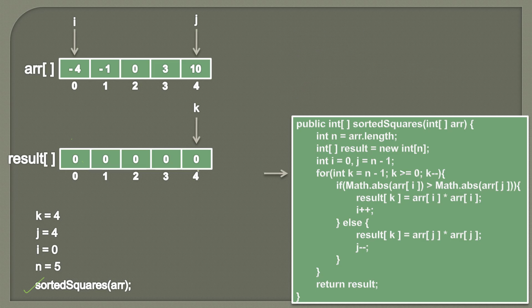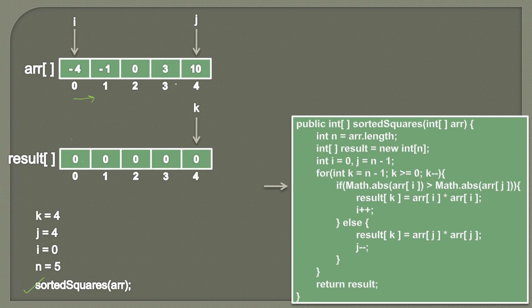So here k's value is 4 and it is greater than or equal to 0. So this condition is true. So here you can see why we created these two pointers and we pointed at the extremities, because as the array is sorted in ascending order, the element squares won't necessarily be sorted in ascending order.